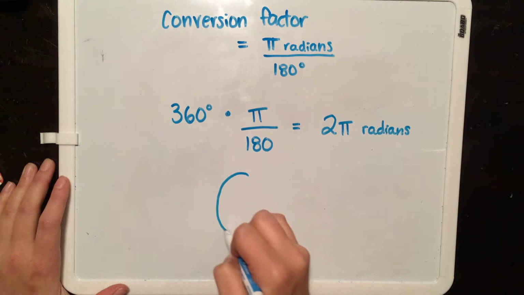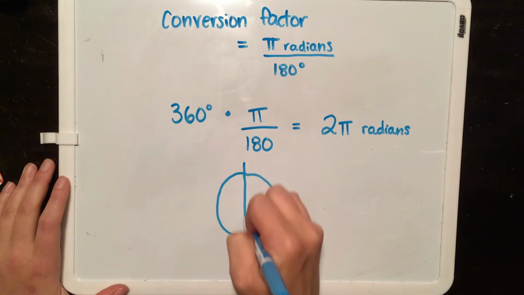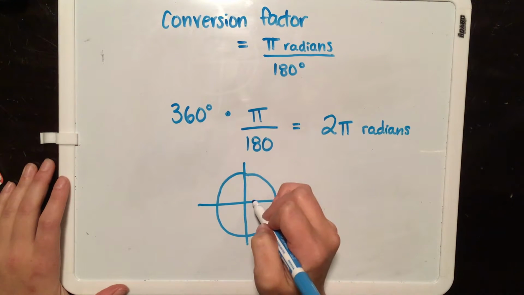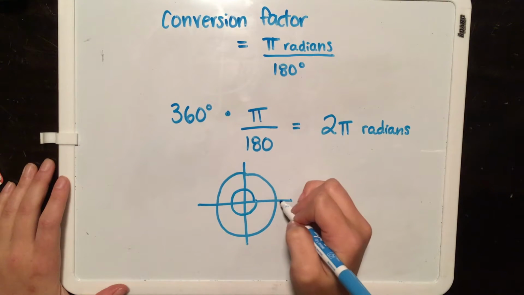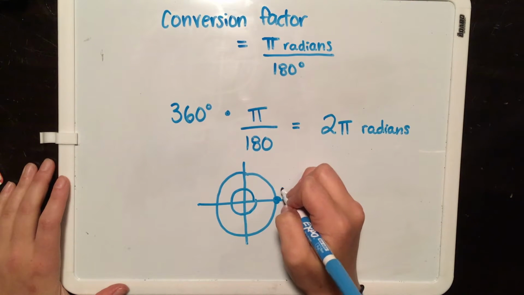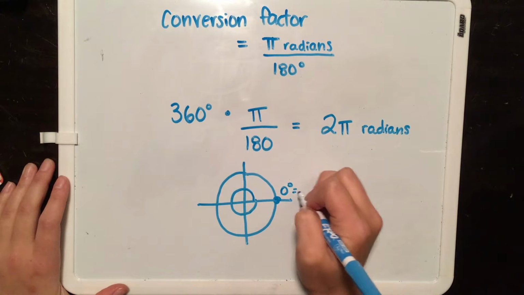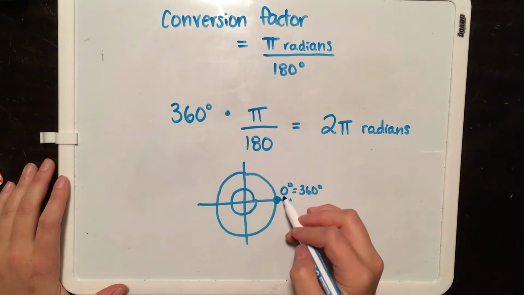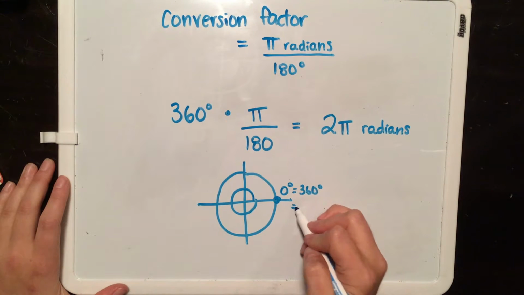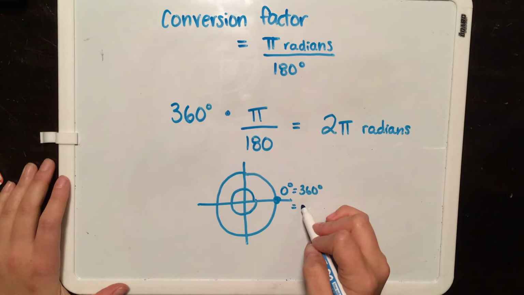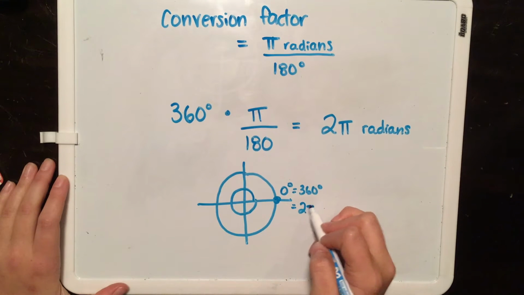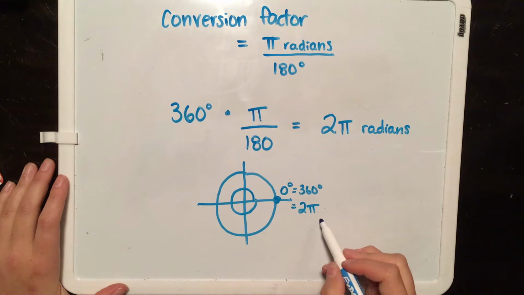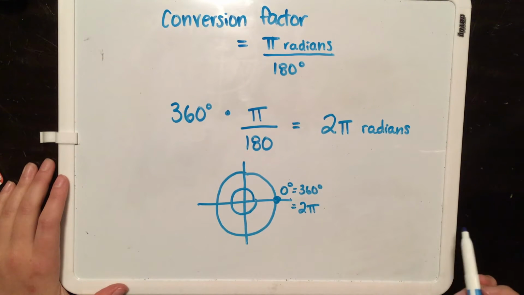360 degrees is all the way around the circle, so that's going to be at this point right here, which is also 0 degrees, and 360 degrees for the unit circle. So the radian equivalent of 360 degrees is 2 pi. So 2 pi radians is 1 revolution around the unit circle.